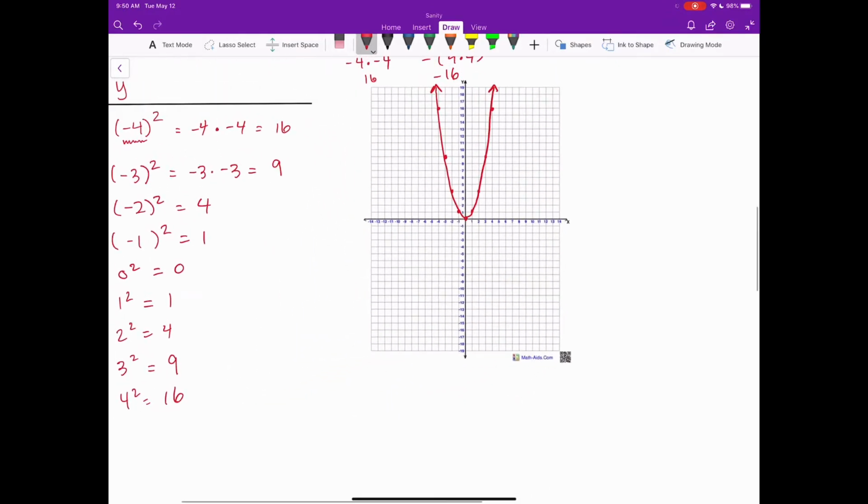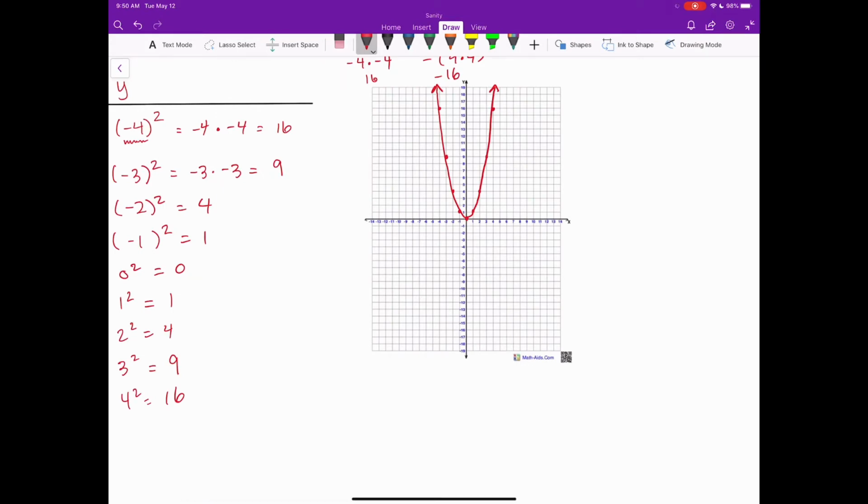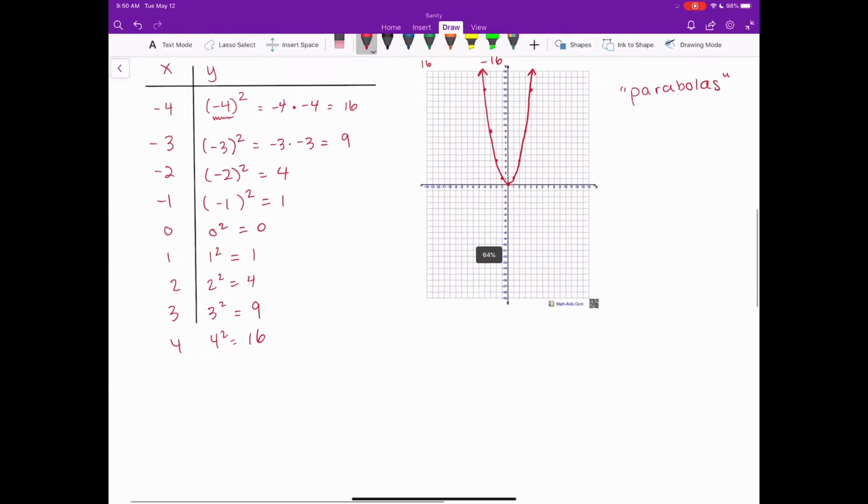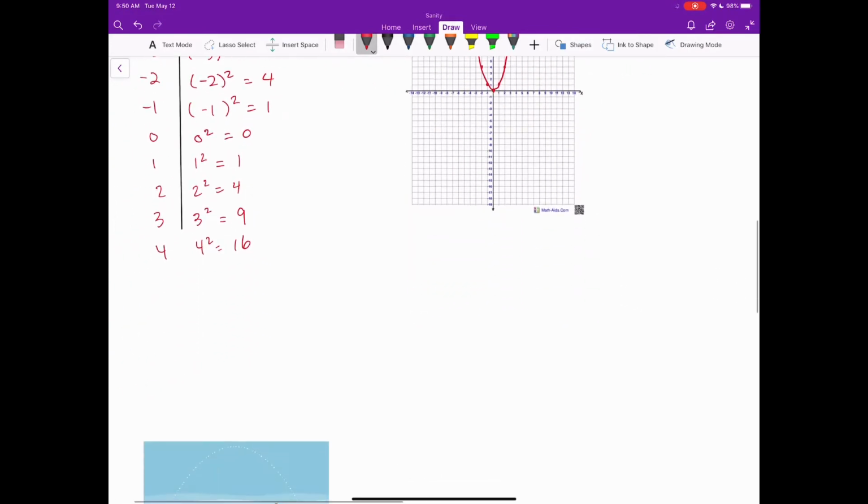Okay. So probably a shape that you could all recognize, you've all heard before, these quadratics. We've also heard them called parabolas.